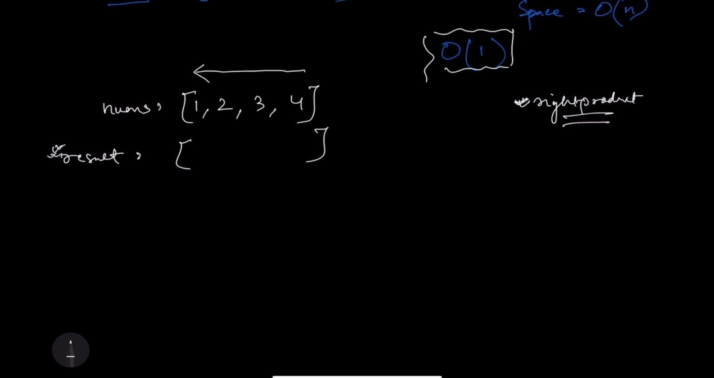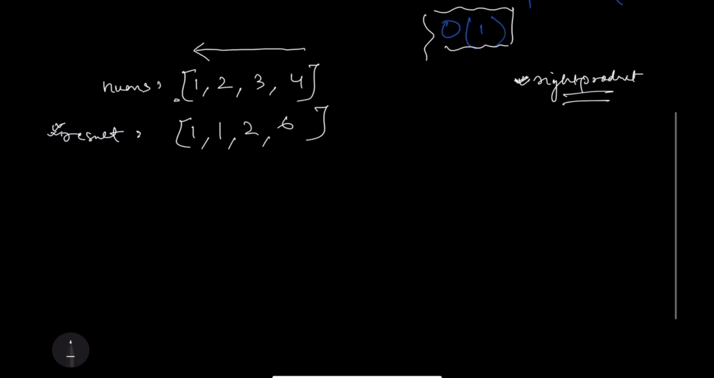So in our result we will keep our left products. So for 1 it would be 1, as we have got nothing to its left. For 2 it would be 1. For 3 it would be 2 into 1, that would be 2. For 4 it would be 3 into 2 into 1, that would be 6. So we have got our left product array in our result.